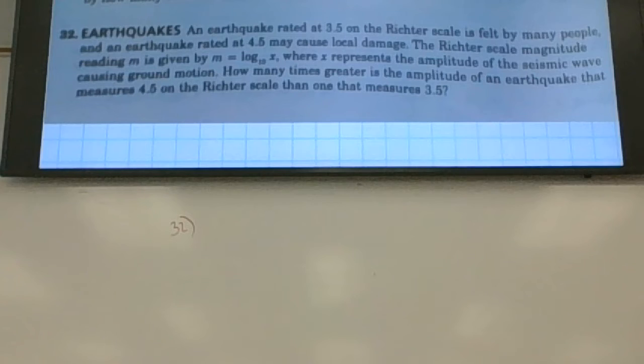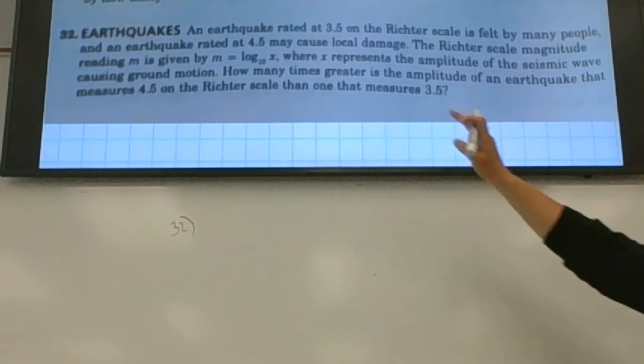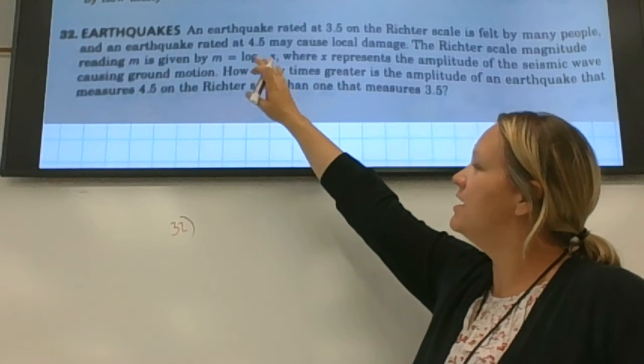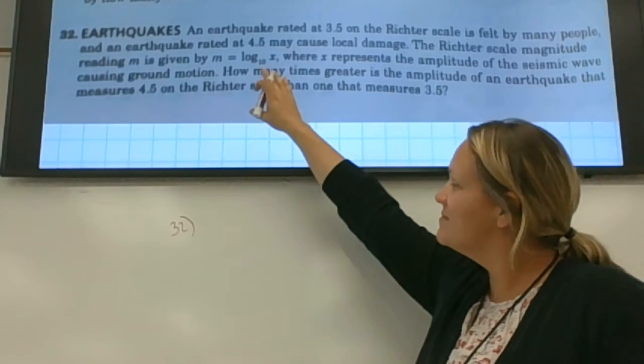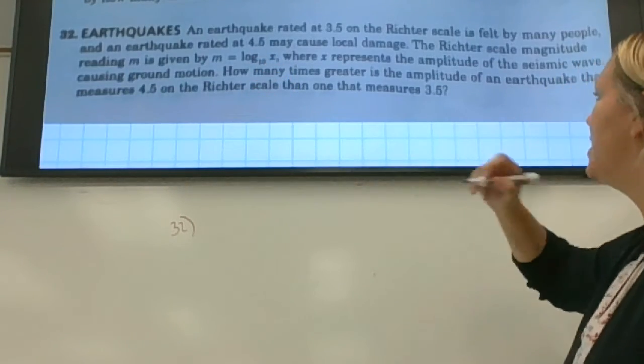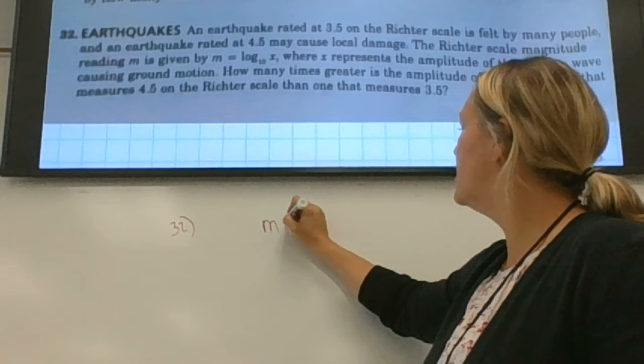3.5 is felt by most people. Most people say yes, they felt that. 4.5 is local damage. Buildings are falling a little bit. So logarithms actually measure amplitude. So let's do our equation.